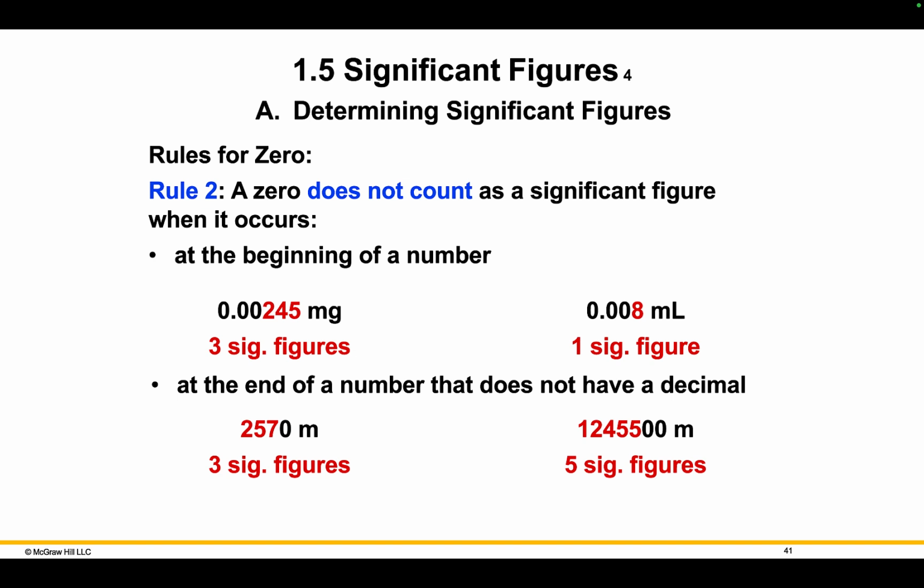Zeros are also not significant if they occur at the end of a number that doesn't have a decimal place. So in this 2,570 meters, there is no decimal place, and so that trailing 0 is not significant. The same is true in that second example there. So we have 3 significant figures and then 5 significant figures there.